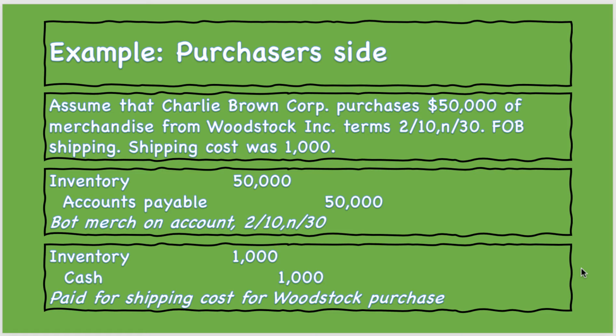When we have these shipping costs and we're the buyer and it's FOB shipping point, that cost increases the value of our inventory. So that's why we are debiting inventory and crediting cash. So we basically wrote UPS a check for $1,000, said, hey, thanks for the delivery. We need to recognize it as the accountants for Charlie Brown Corporation. The shipping cost actually increases the value of our inventory.